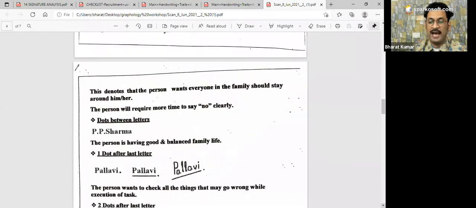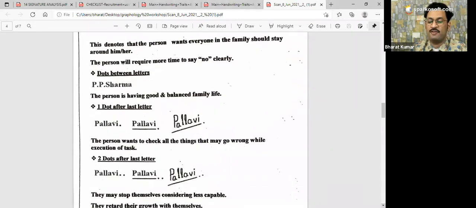Now check a few more examples here. If you have dots like this after the line, or without a line you have a signature like Pallavi and just a single dot, then it will work. It means the person wants to check all the things that may go wrong while executing tasks, meaning extra precaution is there. This is also considered a good signature without a line, but the dot is there.